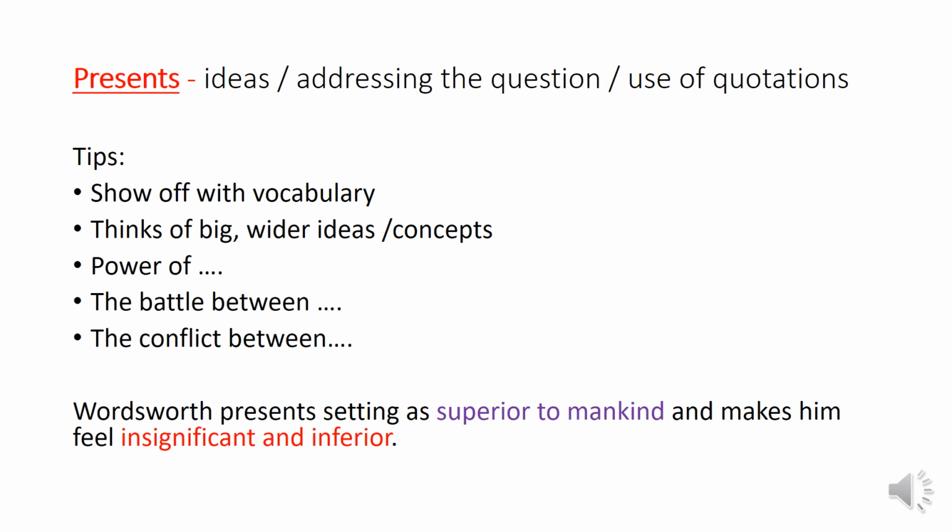A few little tips here, how you can deal with this and how you can get this idea really well. Show off your vocabulary. If you look at the example, insignificant, inferior, superior, that's showing off vocabulary. Those words help you to explain. Think of big, wider ideas. That superior into inferior, that's a big concept about our relationship with nature. Nice little phrases that you can try and use that help deal with these big concepts are: power of, the battle between, and the conflict between. So you could say, for example, in the prelude, it's the power of nature. Or we could say the battle between man and nature, or the conflict between man and nature. And so you can see how it clearly fits in that way.